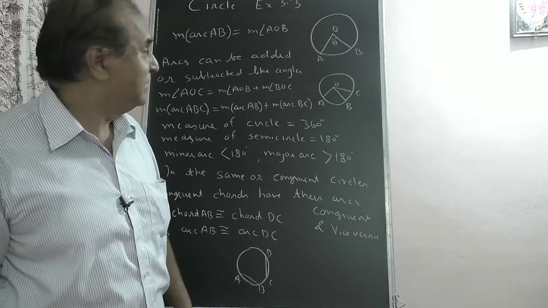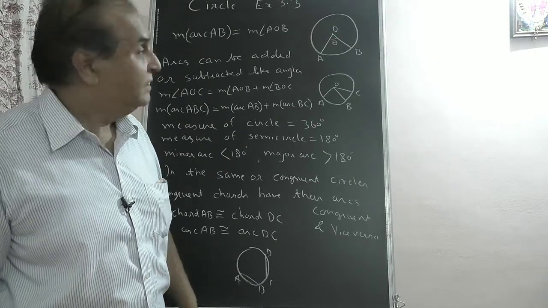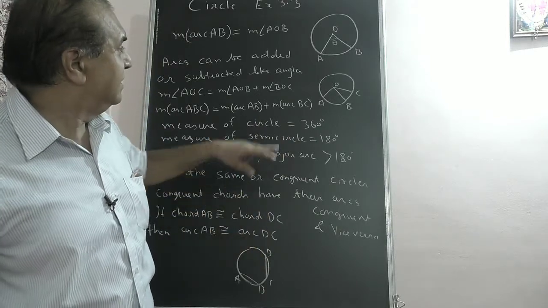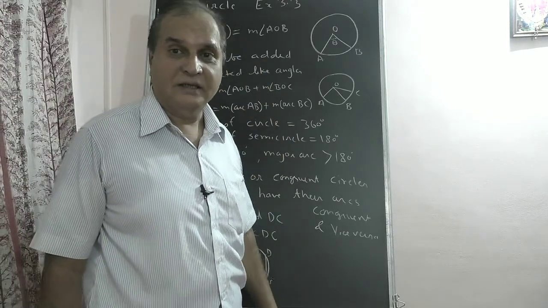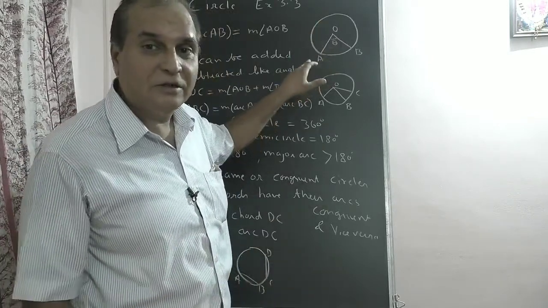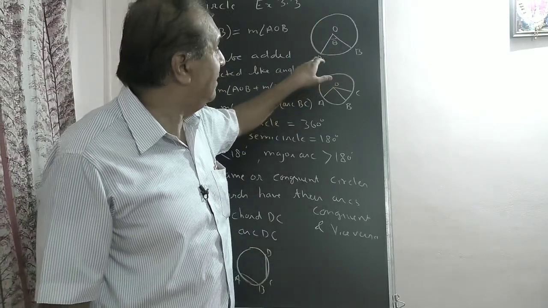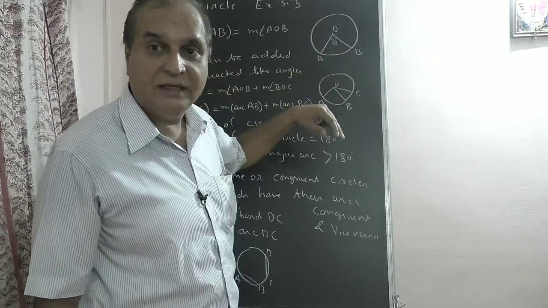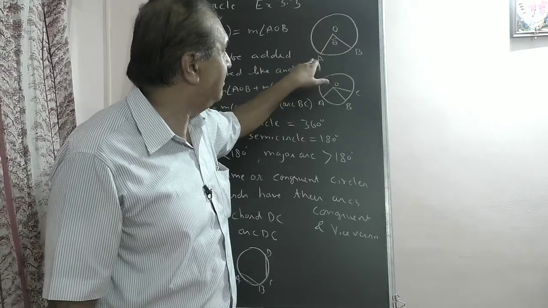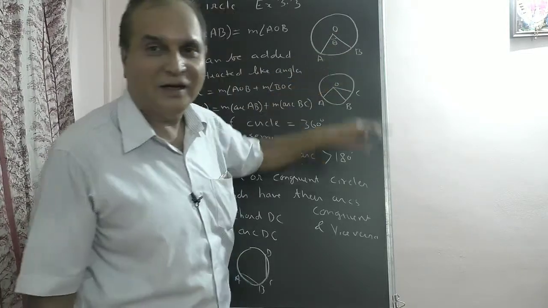Similarity. Okay, today I am going with exercise 3.3, related to arc of circle. See, what is arc of circle? A part of circle is called arc. An angle made by arc at the center is called central angle. See, if O is the center, this is arc AB, angle AOB is measure of arc AB.